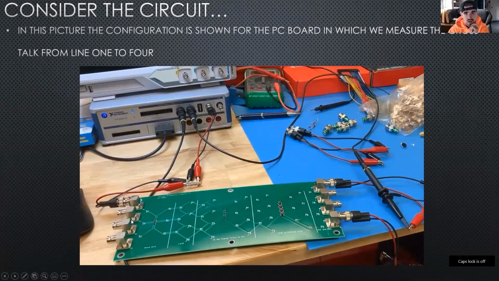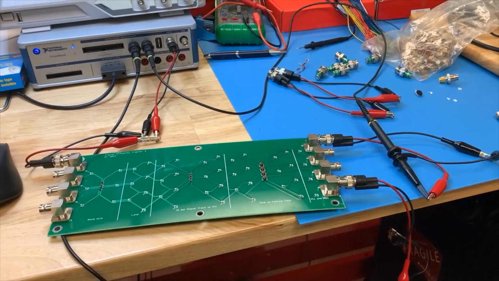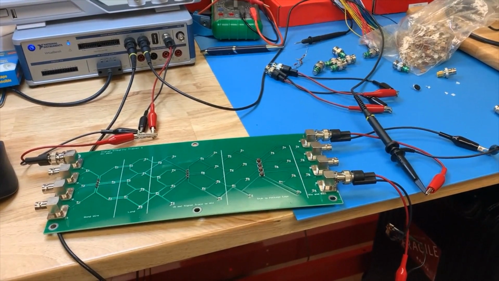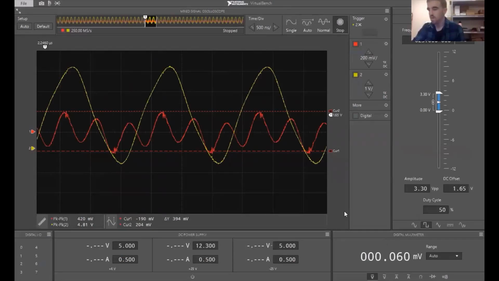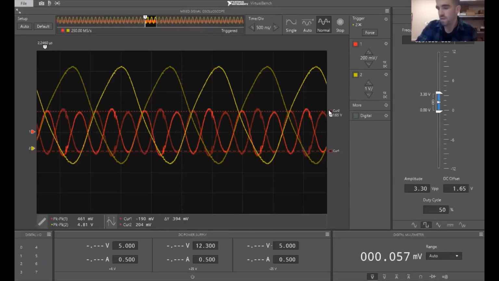In this picture, the configuration is shown for the PC board in which we measure the crosstalk from line 1 to line 4. And this is measuring the crosstalk of line 1 to line 4. Now, finally, I will measure line 4. So I'm going to click normal. And I'm going to measure the eye height of line 4.